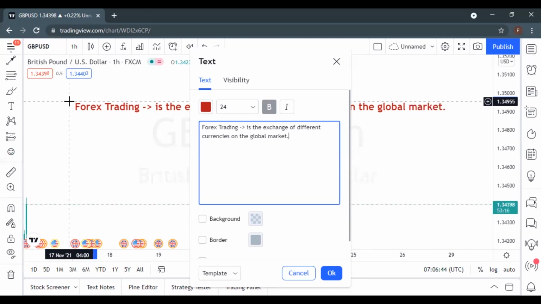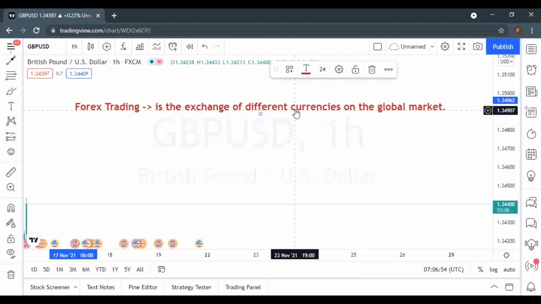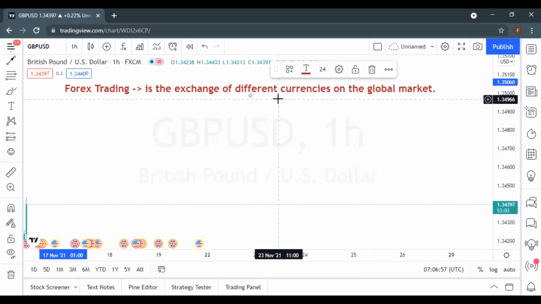So this is our definition: forex trading is the exchange of different currencies on the global market. When we say exchange, we are talking about buying and selling of these commodities or currencies. As traders, we make profits from buying and selling at market price. So how do we profit from the movement of the forex market? We need to make a prediction. Is the market going to go up or down? If it is going to go up, we buy. If it is going to go down, we sell.